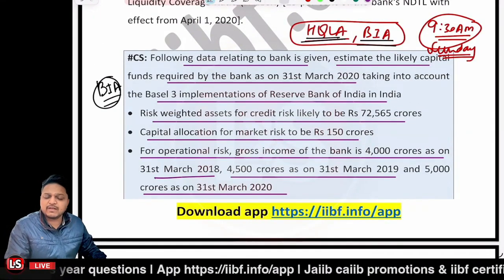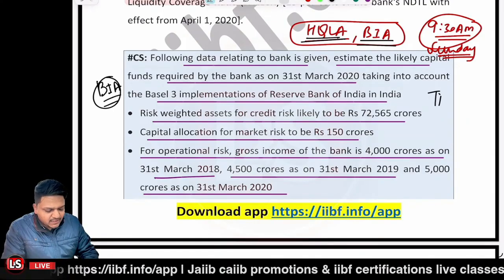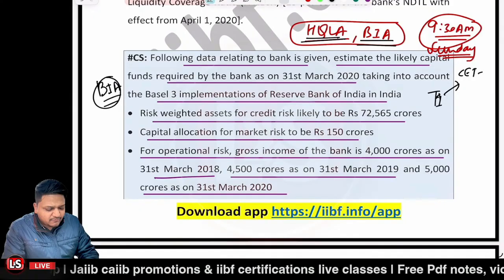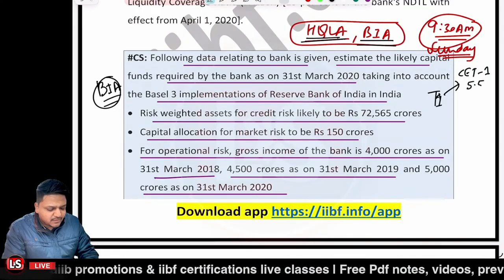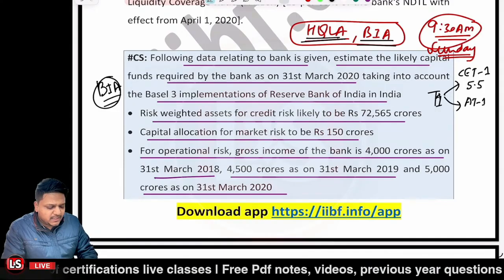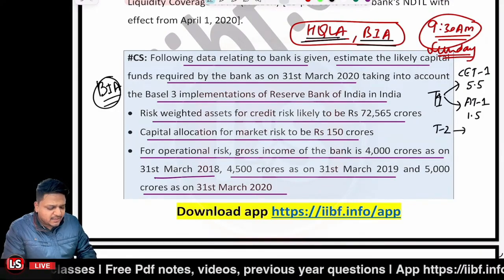What were the components? We were having the tier 1 capital, and in tier 1, the minimum CET1 is to be maintained at 5.5% as per India, and AT1 is to be maintained at 1.5%. Tier 2 is to be minimally maintained at 2%, right?